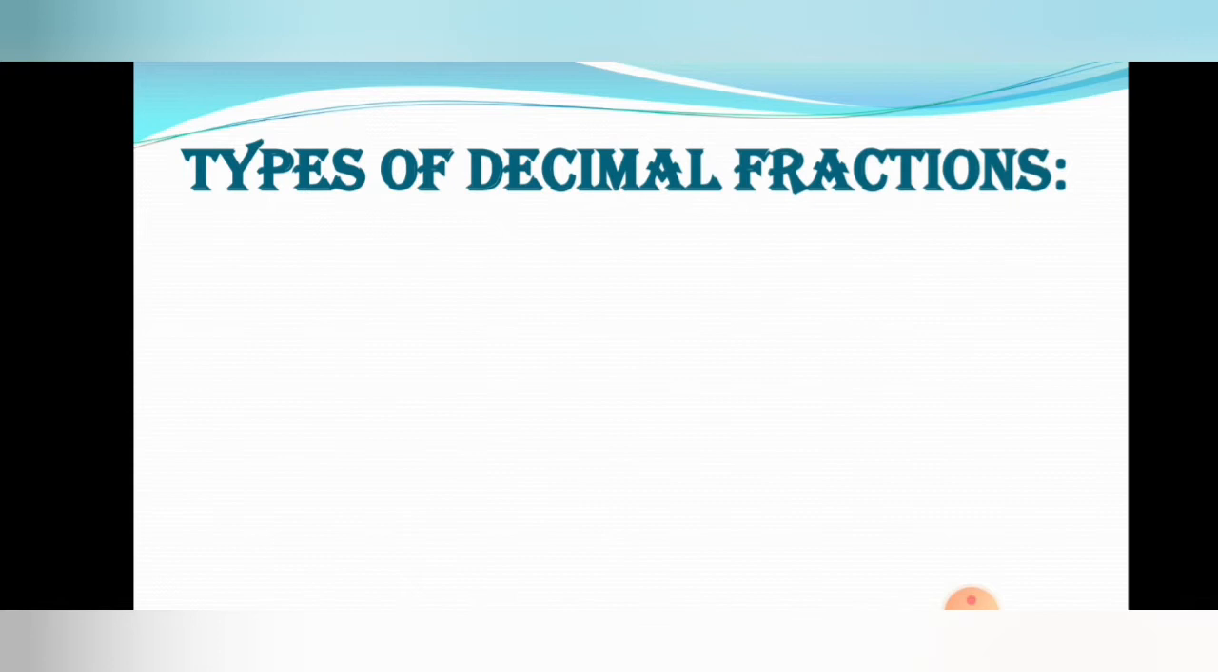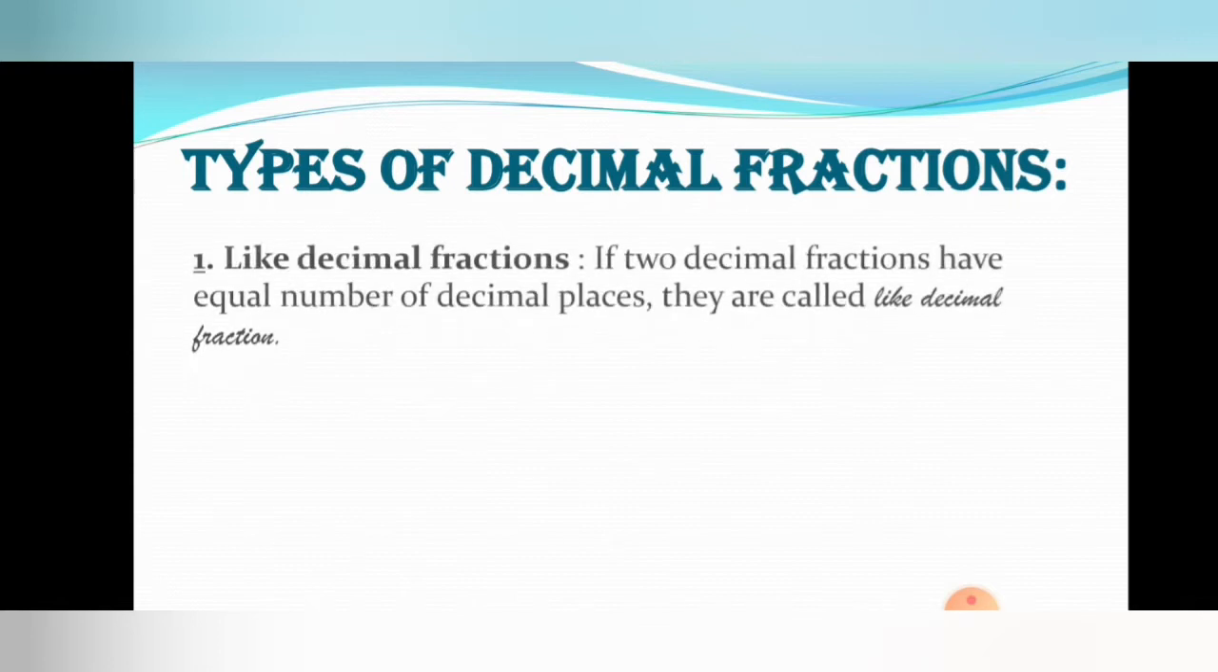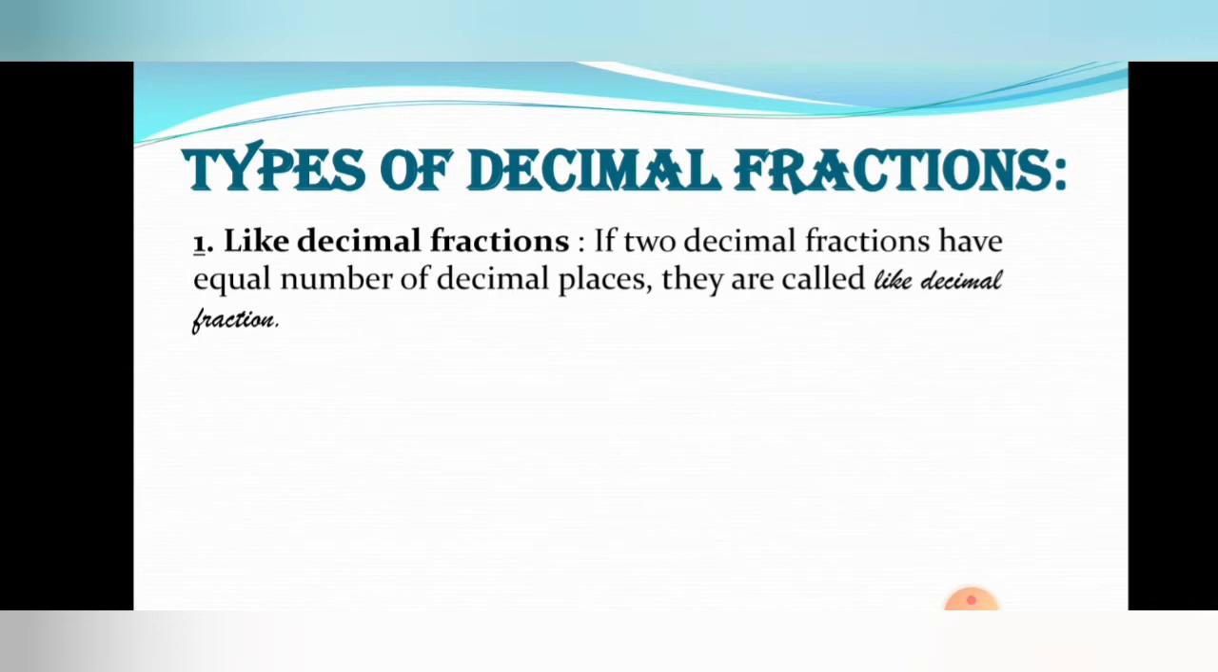See here, types of decimal fractions. First one is like decimal fractions. In this, if two decimal fractions have an equal number of decimal places, they are called like decimal fractions. Means here in the decimal places, if the number is equal, means after the point the number of digits is the same in both numbers, then we call it like decimals.